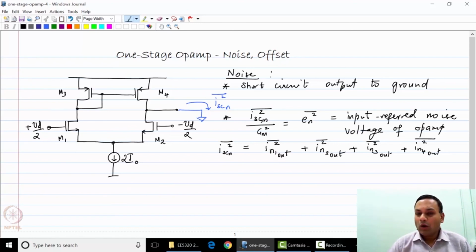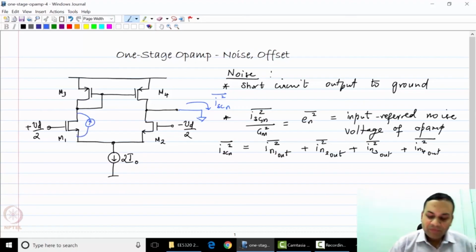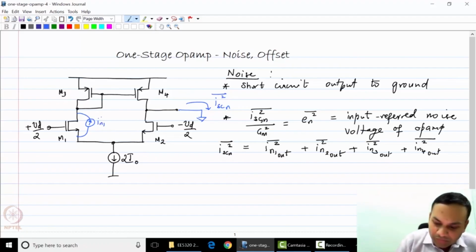And we'll take 1 or 2 of these, and then we'll generalize to the actual output noise current. So let us just take the noise of N1 alone. So let us say this is the noise of N1.